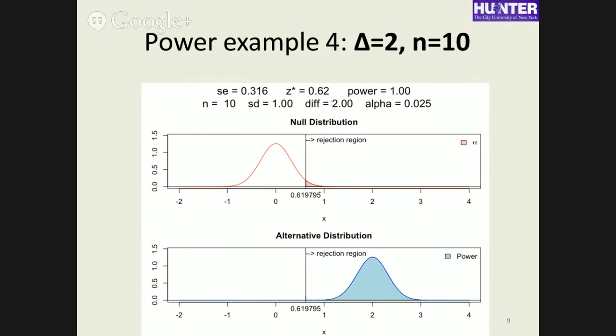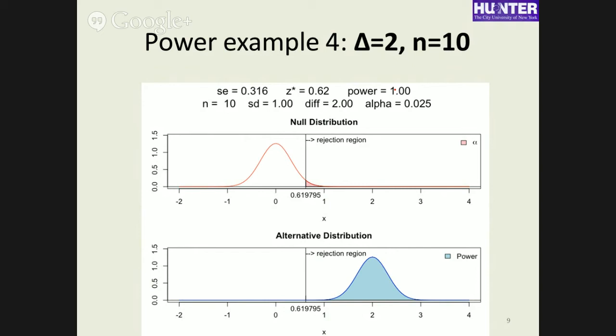So, making another change here. This is still n equals 10, but I changed the difference to 2. The rejection region is the same, but now almost all of the area under the alternative distribution lies in the rejection region. So our power is up to close to 100%. It's going to be 0.9999999 or something like that. So this would be an example of a good test design? Well, this is a very high-powered design.